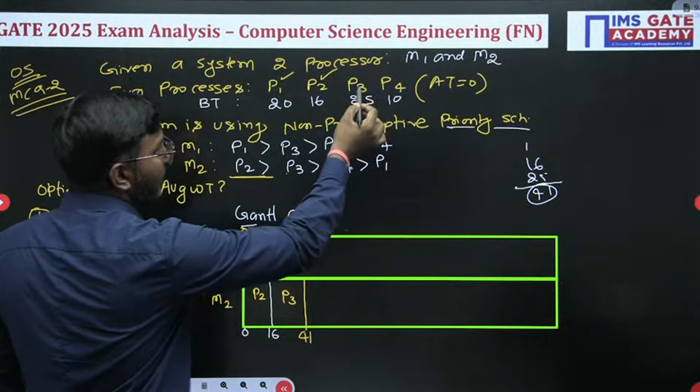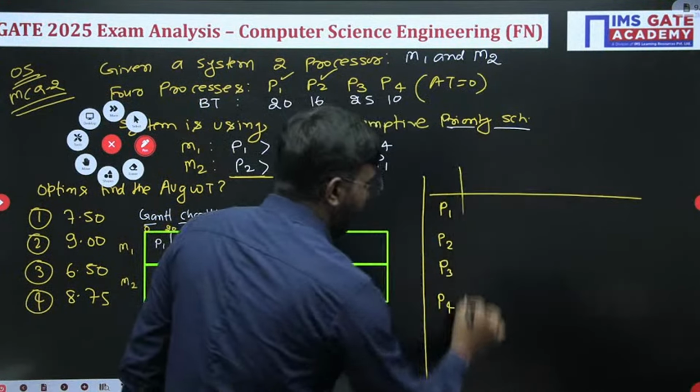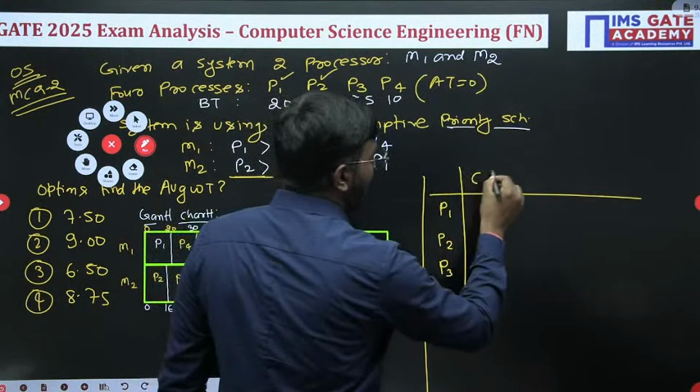So if you see here, we have the 4 processes, P1, P2, P3 and P4. Getting my point? The completion time of P1 is nothing but 20. At time 20, P1 is completing. Similarly, what is the completion time of P2? P2 is 16 only. Now here, P3 completion time is 41, and P4 completion time is 30.